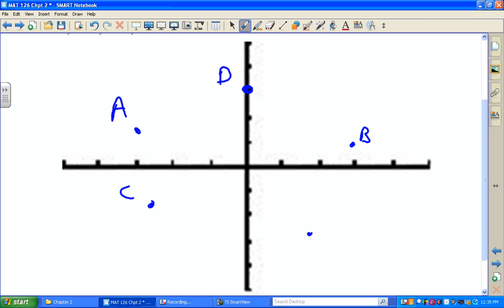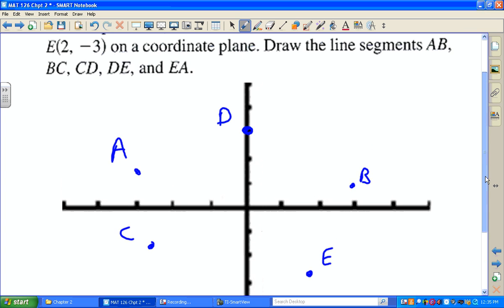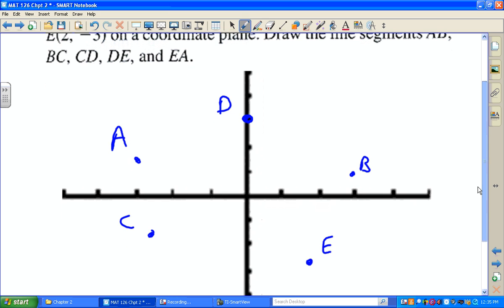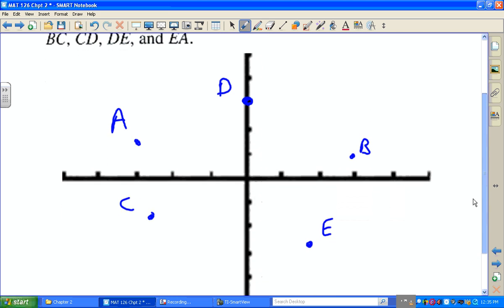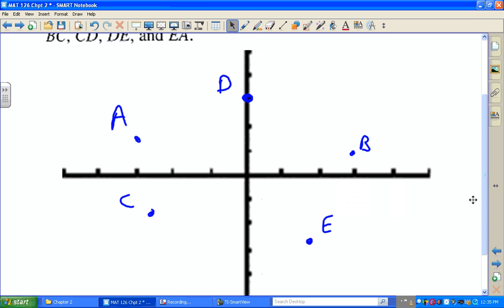2, -3. Whenever you have a bunch of points, you can list them using the capital letter, and then you can just fill it in. But I thought this was C is -2. Yeah, it is. I don't know if I can move it. -2, -3. There we go.